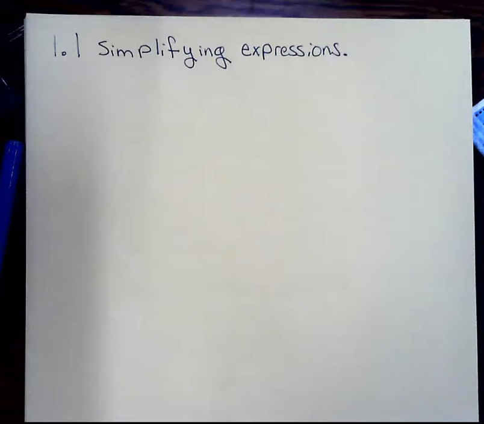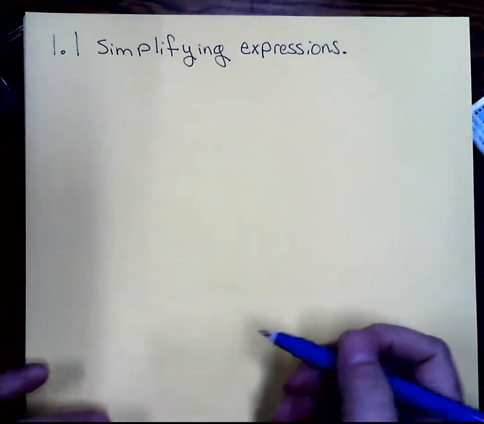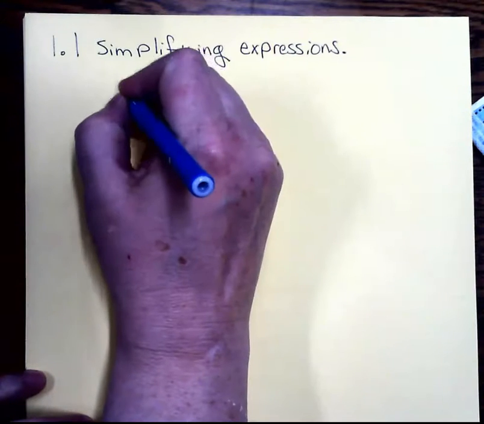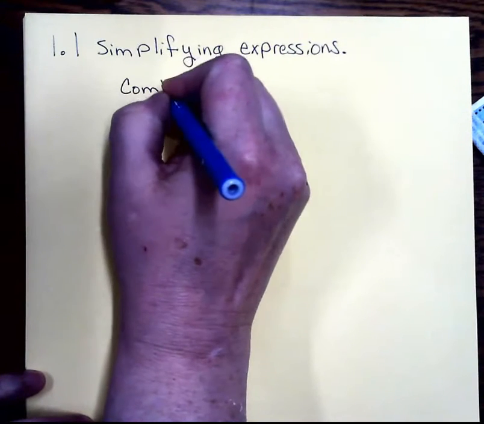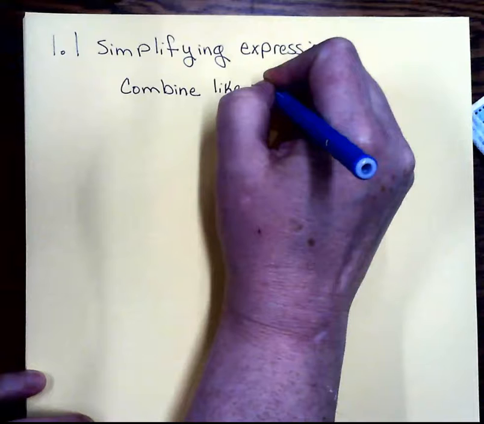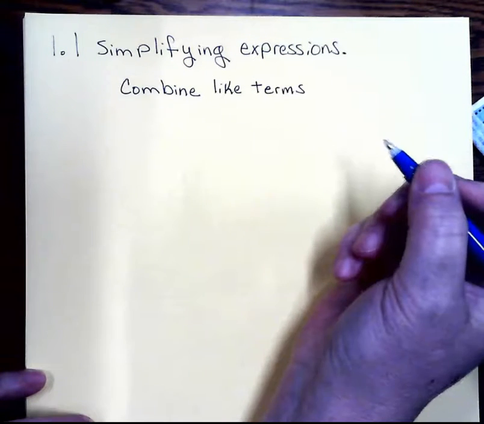Let's talk about simplifying expressions. When we simplify expressions, there's a couple of things you must do. The most important thing is combine like terms. Now, like terms are x's with x's, y's with y's.